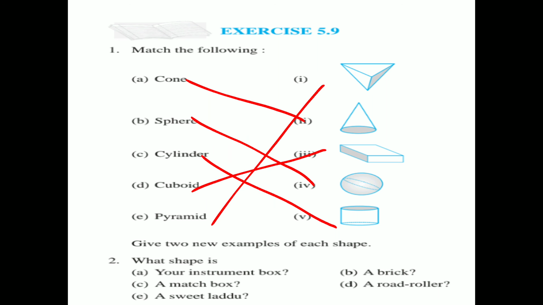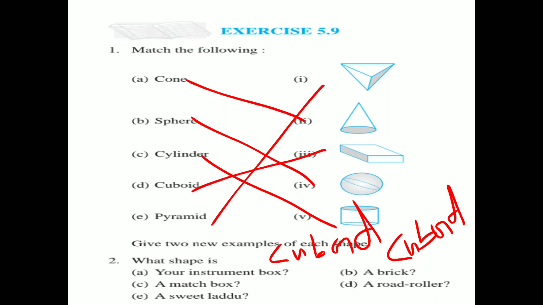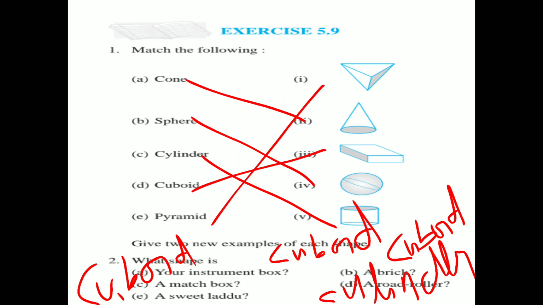Now we do question number 2. What shape is your instrument box? If you see, it is of cuboid shape. Brick is in which shape? Cuboid shape. Matchbox is in cuboid shape again. A roller, it is in cylinder shape. And sweet laddu, they are not asking about the laddu box, they are asking about the sweet laddu. It is in sphere shape.